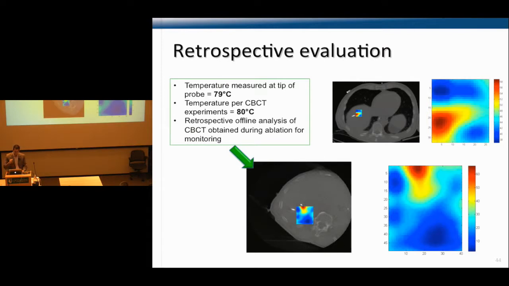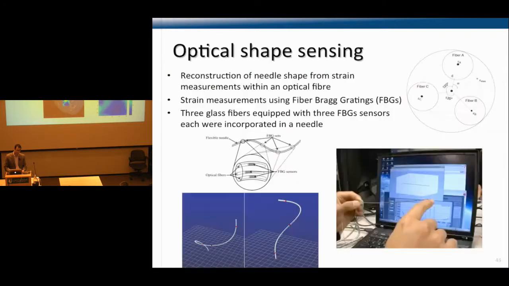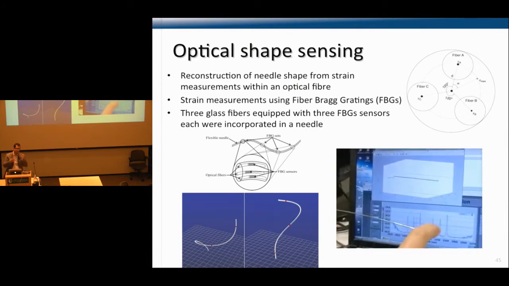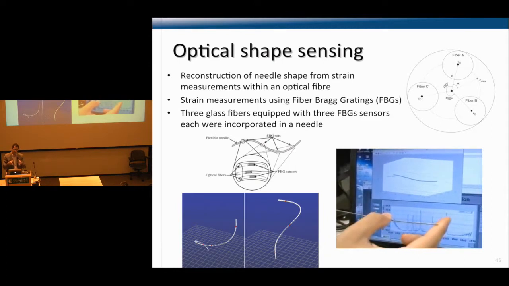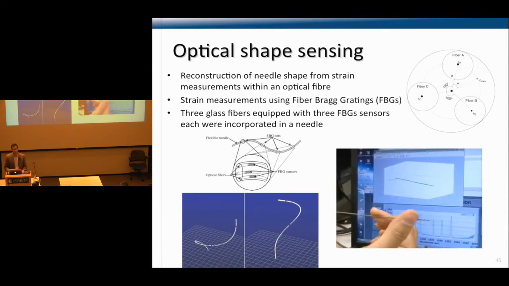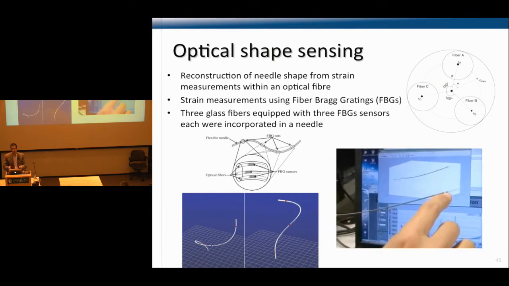So I talked about electromagnetic tracking. We're also looking into optical shape sensing for tracking devices. If you saw in the picture, we set up this field generator on top of the patient. It takes some time to set that up, and it's kind of in the way of the interventional radiologist when he's trying to guide some needles.